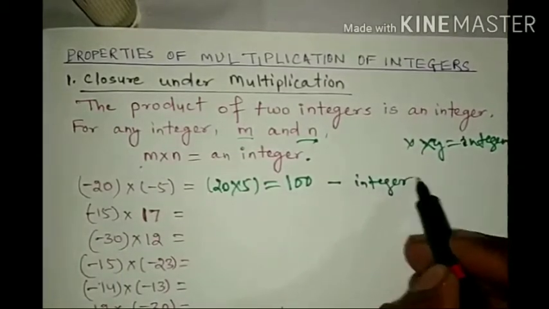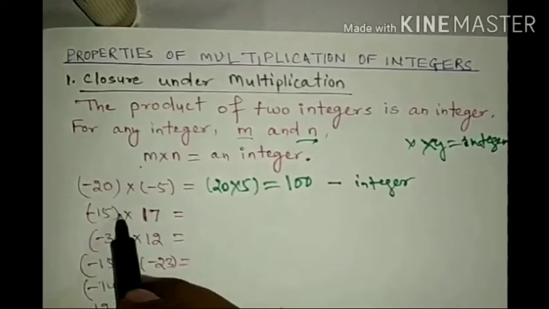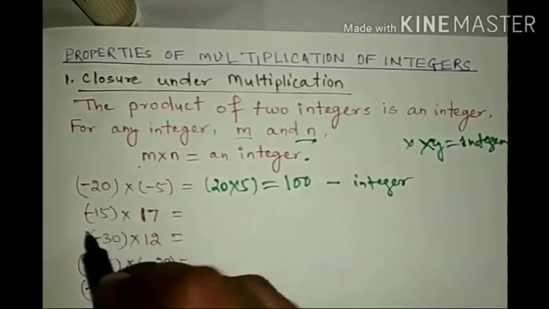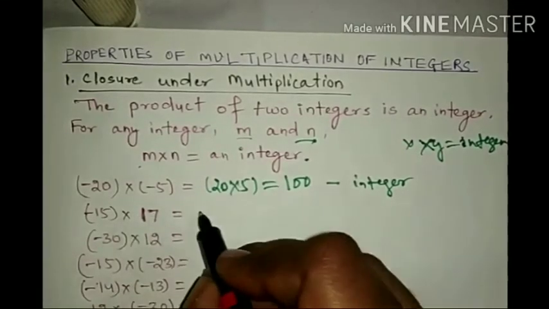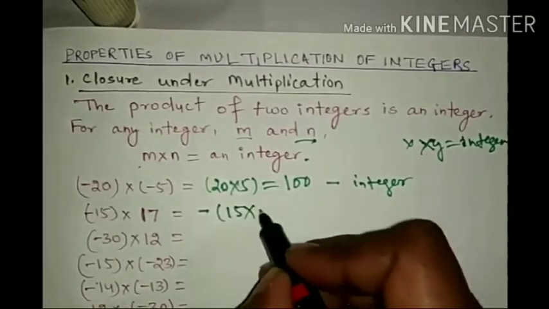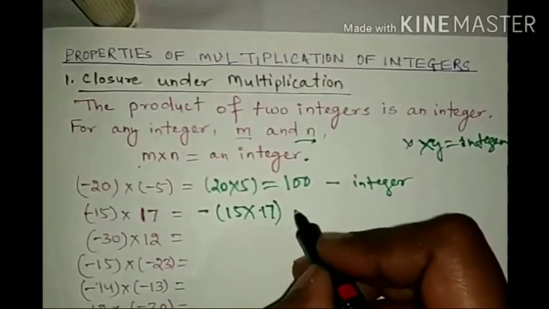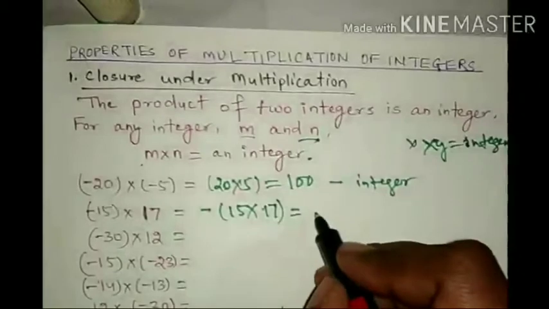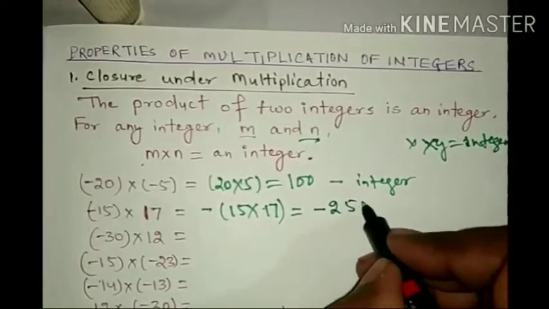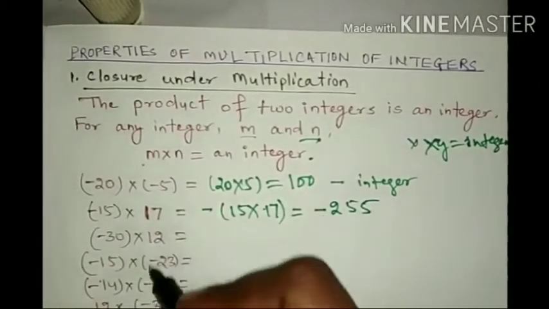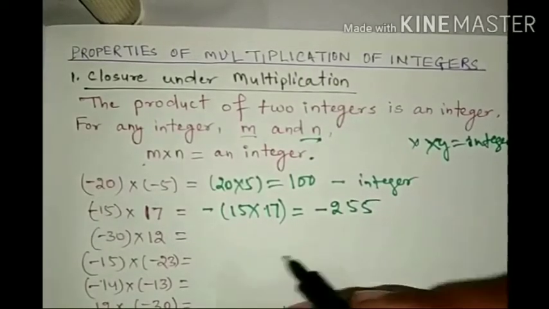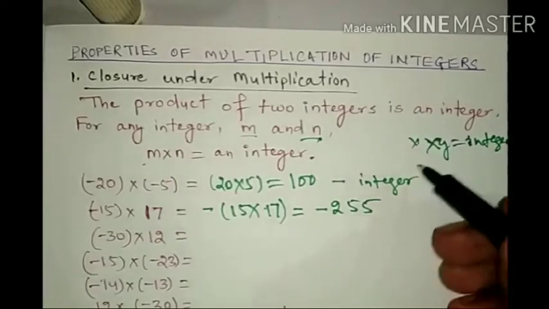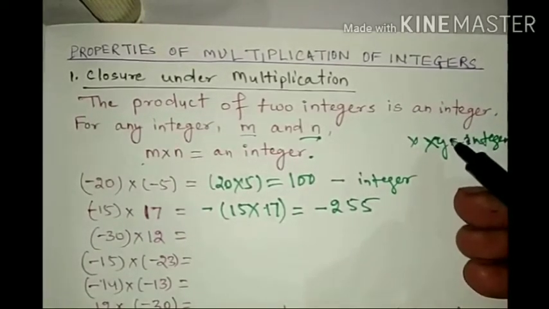Like that, also 100 is an integer. Then minus 15 into 17. So minus into plus is minus. Minus 15 into 17, you will find minus 255. Like that, you can find the answer. So integers are closed under multiplication.